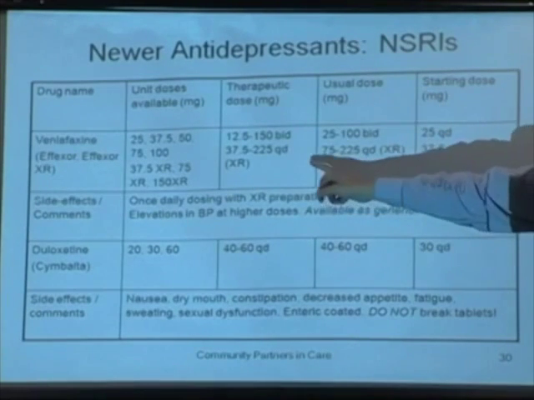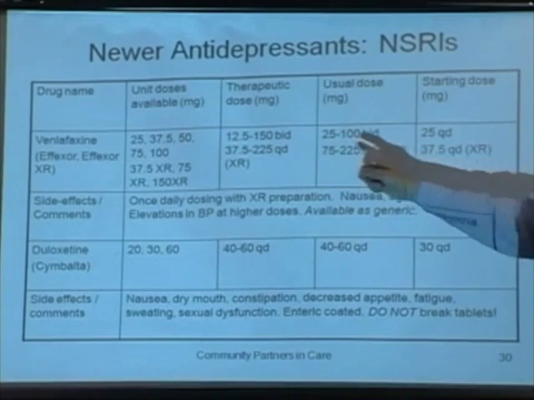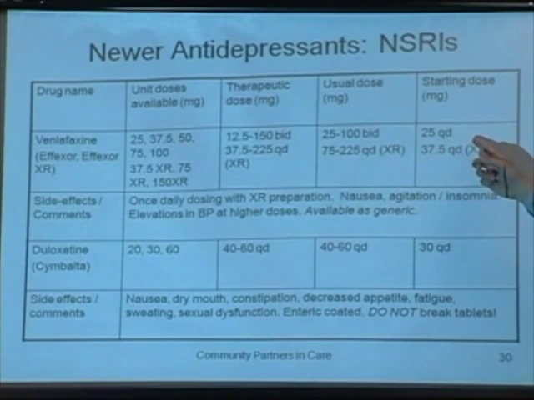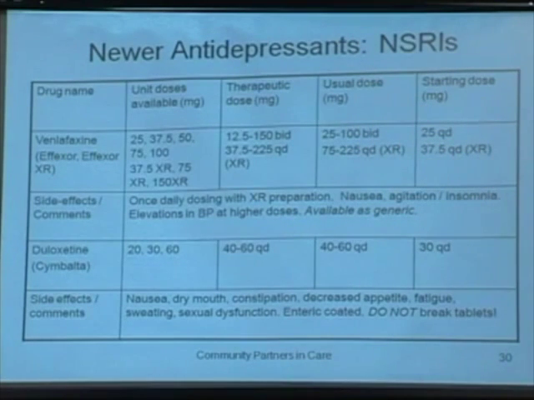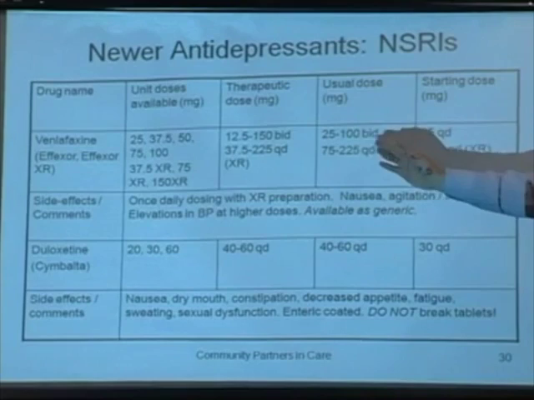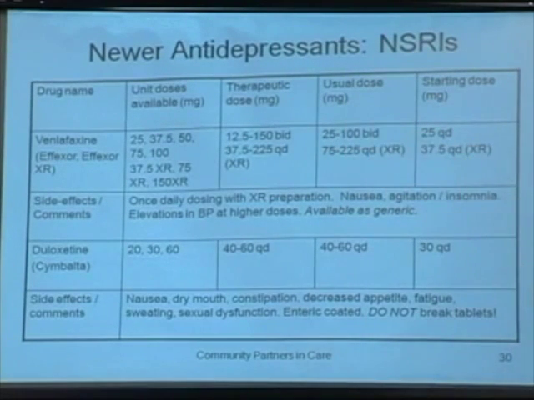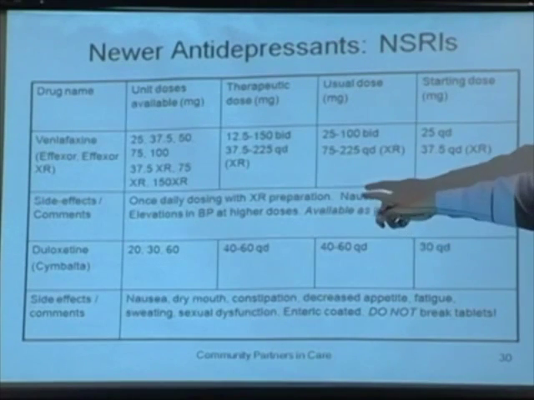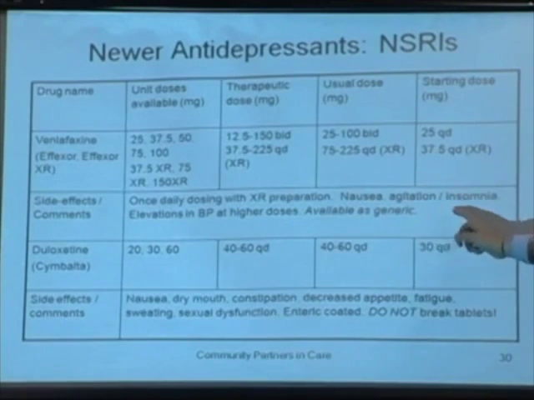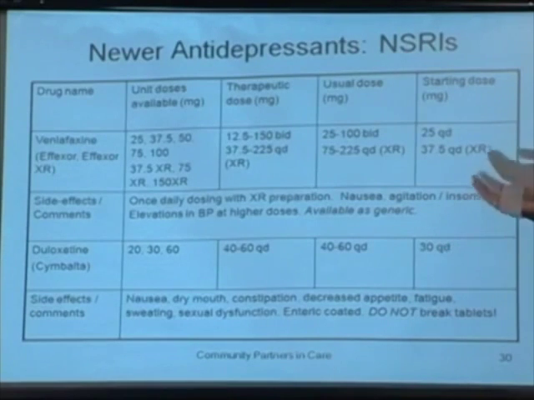So if the therapeutic range is between 12.5 to 150, we're usually starting people off on 25 a day, and that's twice a day, right? So we're usually starting on a much lower dose. The usual dose will be somewhere around here, but we know that people have varying responses. As I mentioned, there's this once daily dosing regimen. Some of the common side effects we'll see here are the same ones that we see with the SSRIs: nausea, agitation, or insomnia.